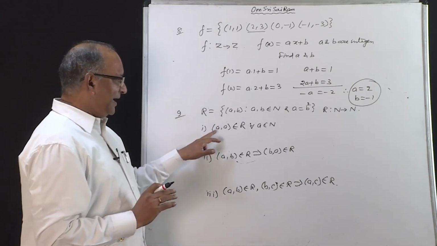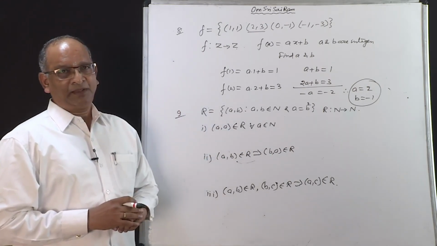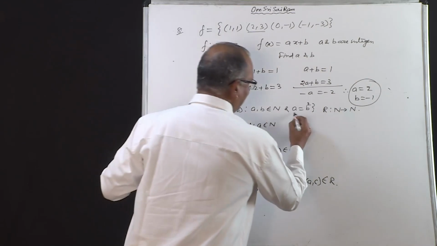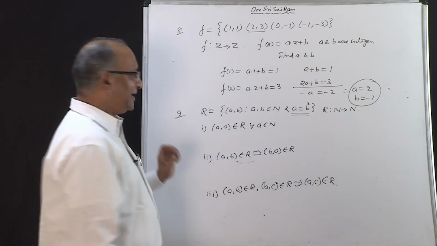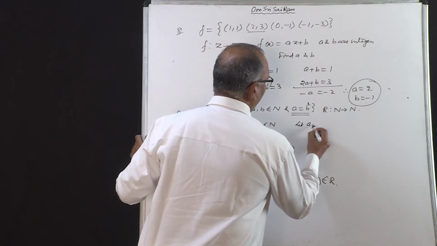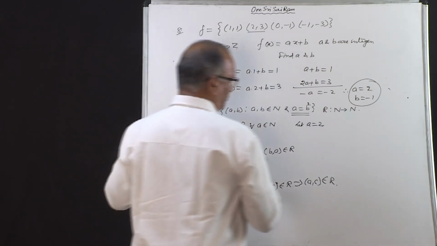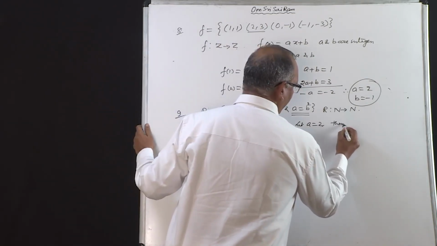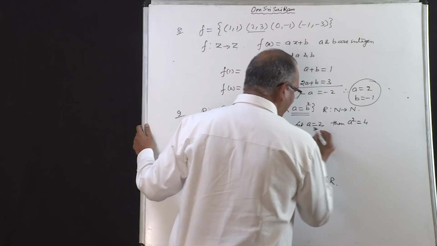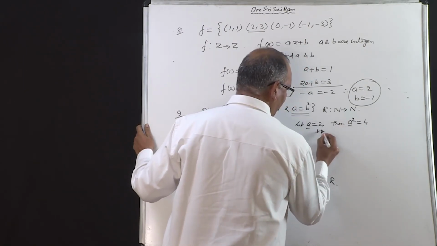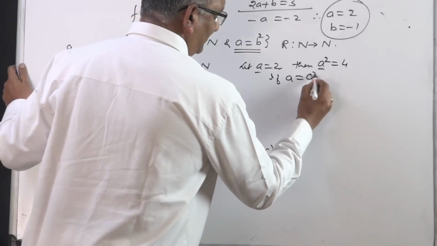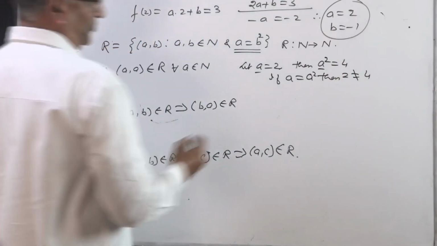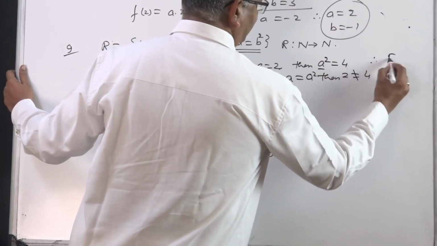The first one he says (a, a) belongs to R. What do you mean by (a, a) belongs to R? What is the relation here? Relation is a equal to b square. Let us say a equal to 2. Let a equal to 2. If a equal to 2, a should be related to a. Then a square is equal to 4. Can we say that a equal to a square? If a equal to a square, then what should happen? 2 should be equal to 4, and we know that 2 is not equal to 4, hence false.